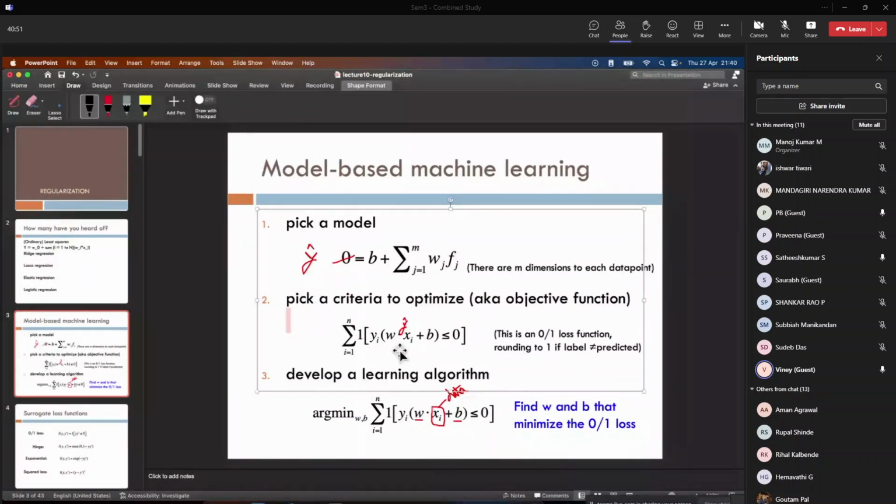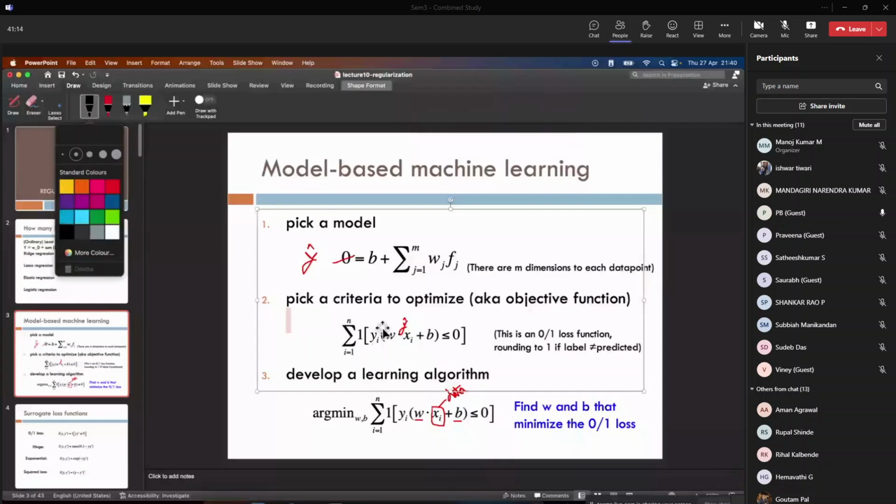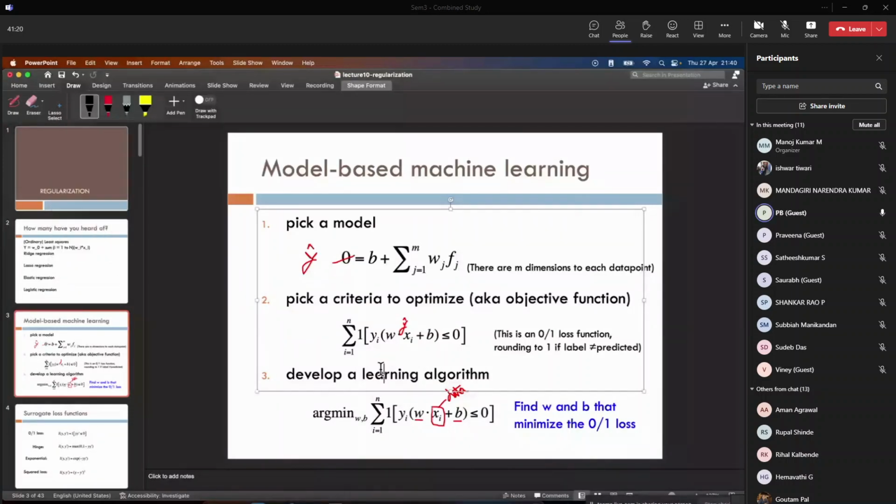Okay, so this is a zero one loss function, and this one is not related to zero one. This is simply an integer function in mathematics. The integer function gives you the integer. That's all. If the y, this is a prediction level.